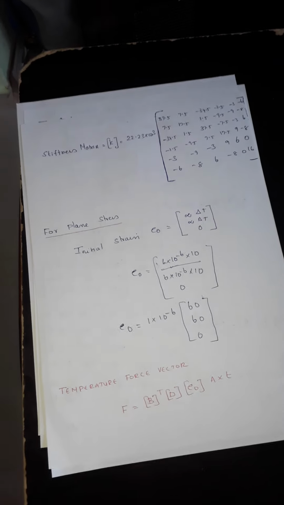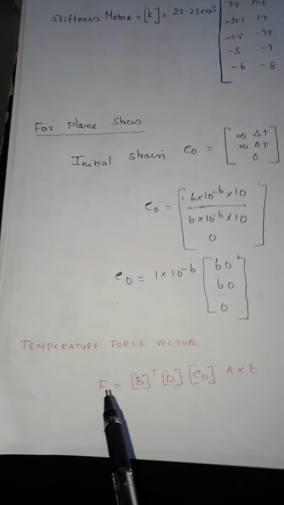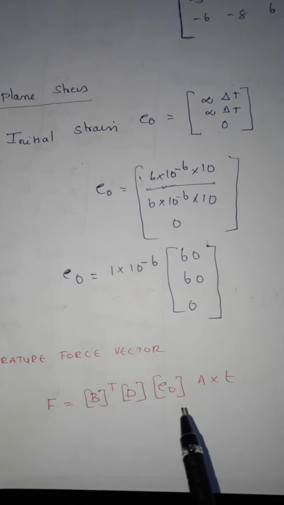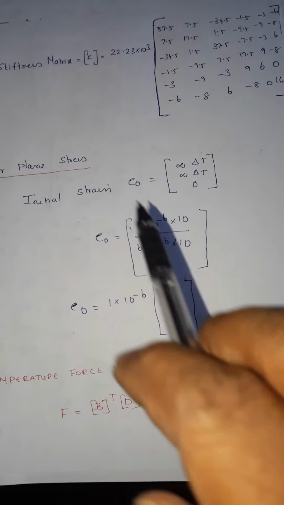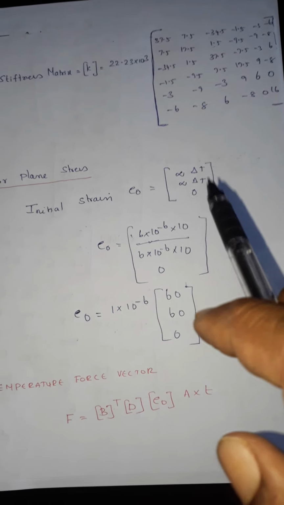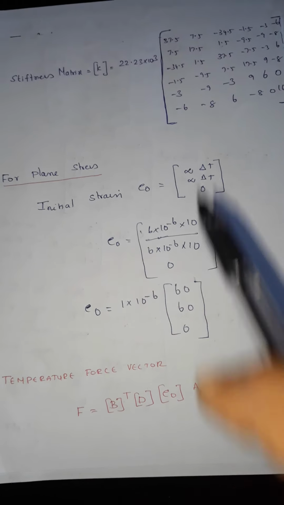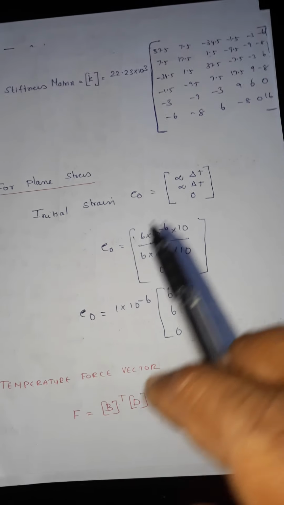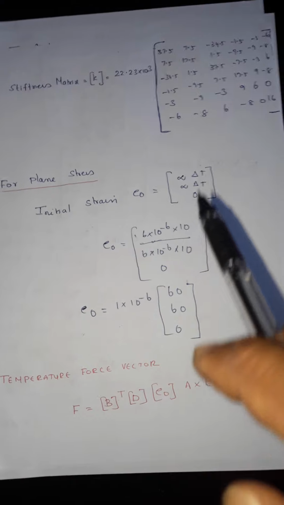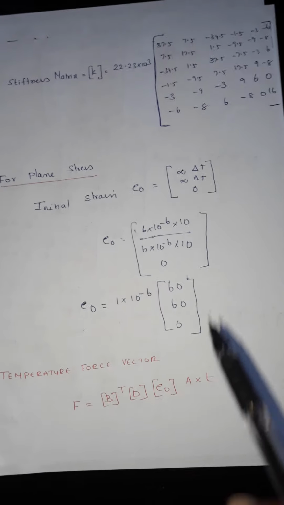Now for the plane stress condition, we have to find out the temperature force vector. The temperature force vector formula is B transpose D E naught A into T. So we have to find out the initial strain. The initial strain is given by alpha, the thermal coefficient of expansion, times the temperature difference. Substitute this value; alpha is given in the book, delta T is given in the book. So you got this value.